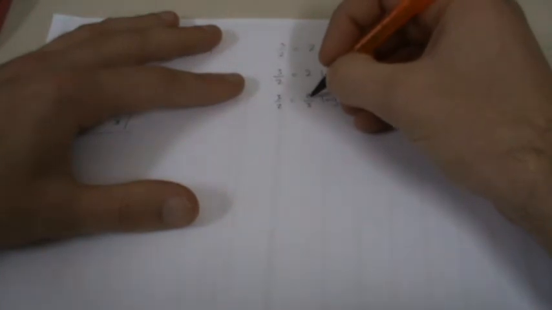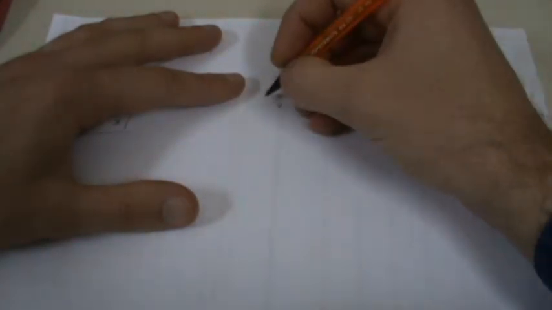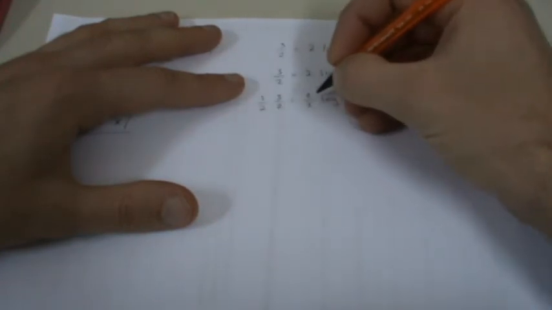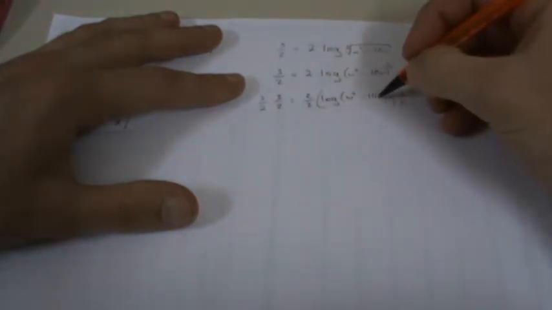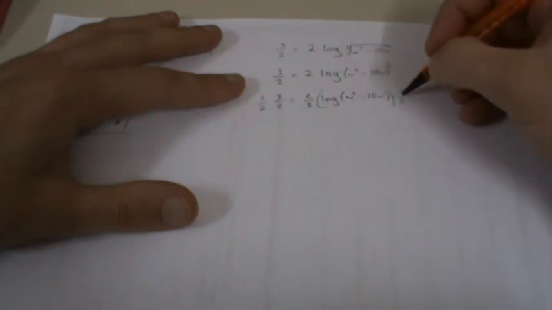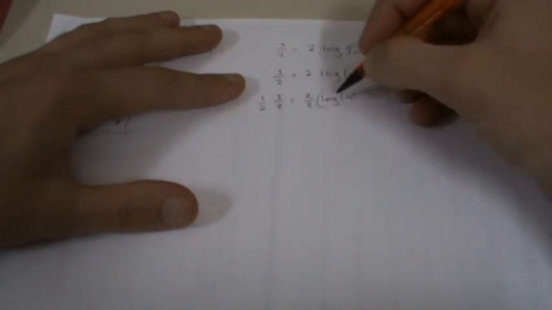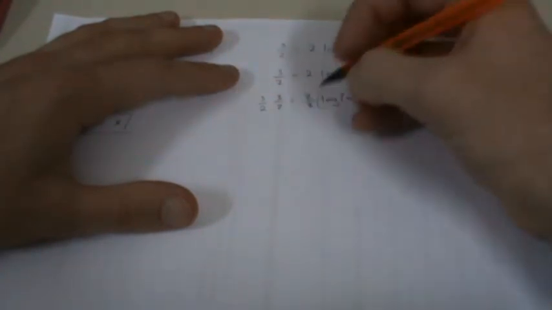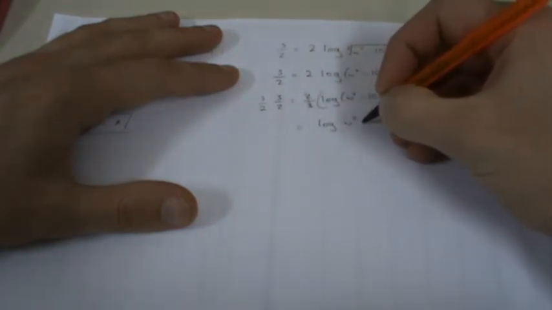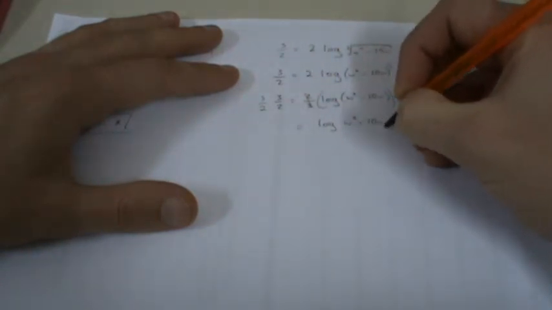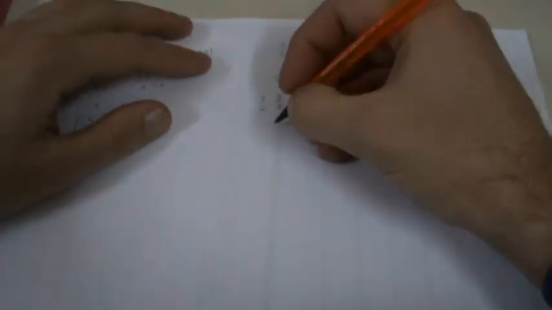I'll get rid of the 2/3 right now by multiplying by 3/2 on both sides. Remembering that this is all one thing, 2 times 3 and 2 times 3 is 6/6, and this all cancels, leaving you all of this logarithm of w squared minus 10w, and this is 9/4.